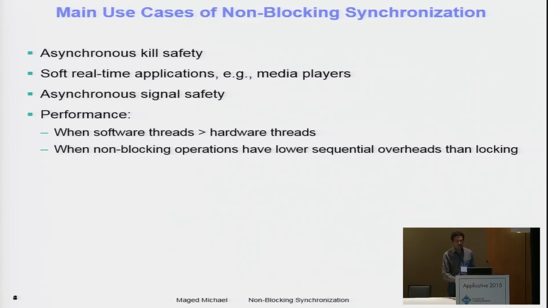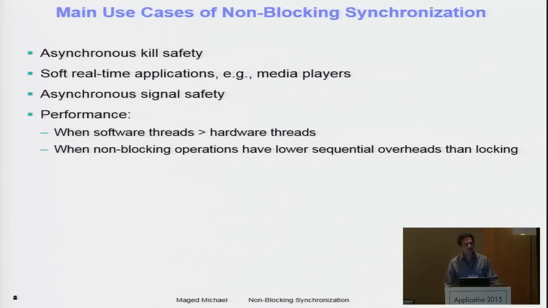Another case is soft real time, like in media players. You don't want to have the main, high priority thread waiting for action by another thread that's lower priority and, let's say, descheduled, and not running for many milliseconds or seconds. The case I gave as an example is asynchronous signal safety. If you use non-blocking synchronization, you can have sharing between the signal handler and the main threads. Another motivation to use non-blocking synchronization is performance.